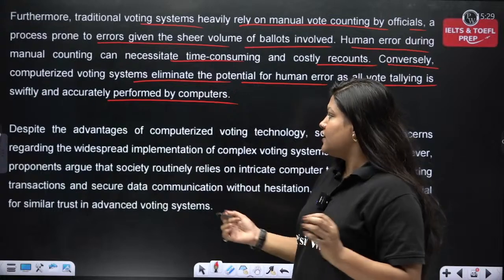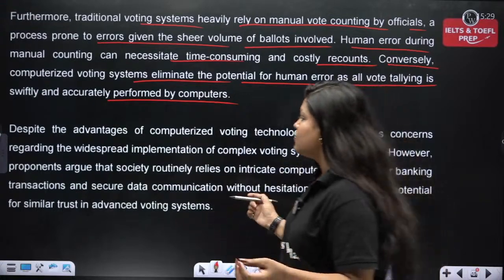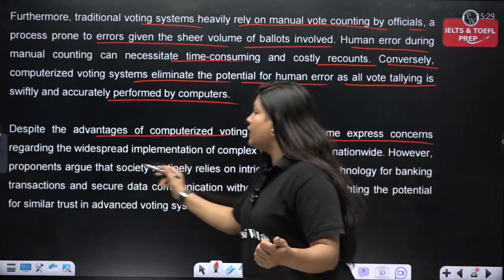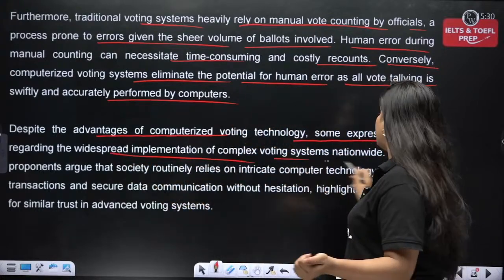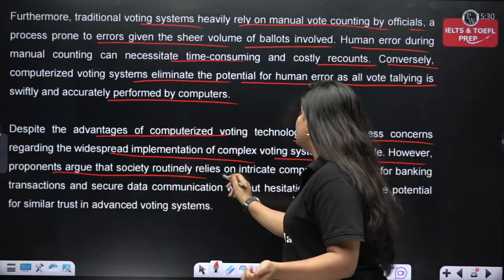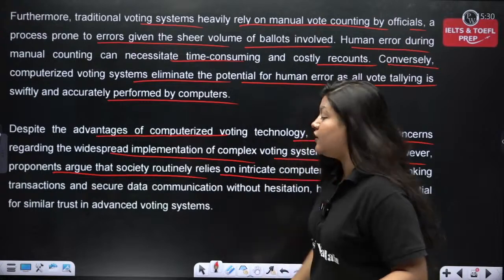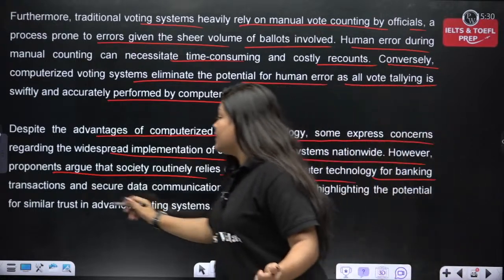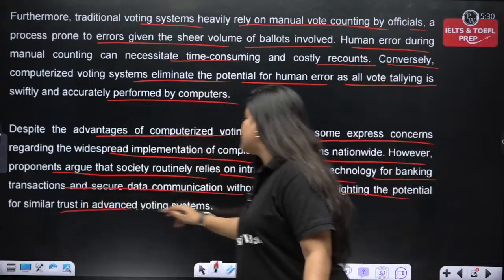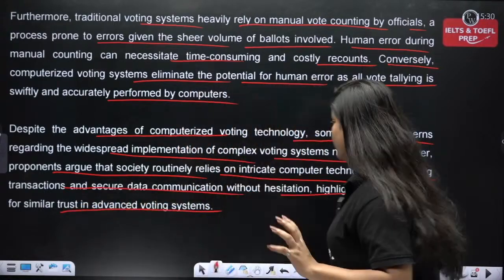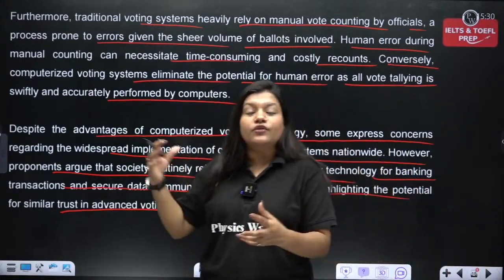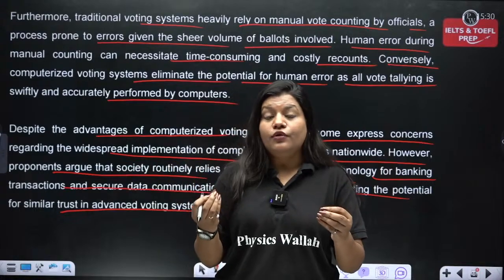Okay, now what is being done in order to eradicate that issue? Despite the advantages of computerized voting technology, some express concern regarding the widespread implementation of complex voting systems nationwide. However, proponents argue that society routinely relies on intricate computer technologies for banking, transactions and secure data communication without hesitation, highlighting the potential for similar trust in advanced voting systems. Okay, now this is the entire reading passage. I have explained it to you, and it's going to be beyond 3 minutes, I know that, but it was very important to explain it to you.